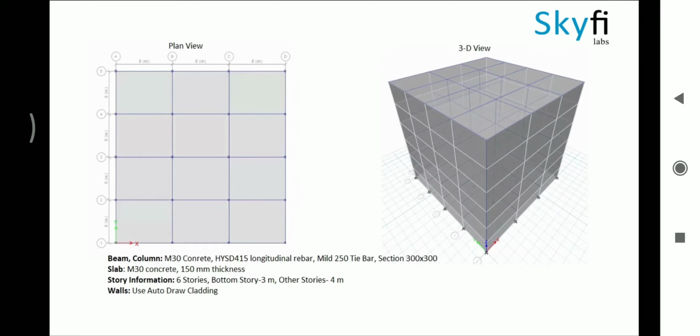The beams and columns are both of section 300mm by 300mm and have concrete material M30 and reinforcement bar material HYSD 415 longitudinally and mild grade 250 as tie bars. The slabs are 150mm thick and made of concrete grade M30. There are 6 stories in the building, with each story having a height of 4 meters except the bottom story, which has a height of 3 meters.